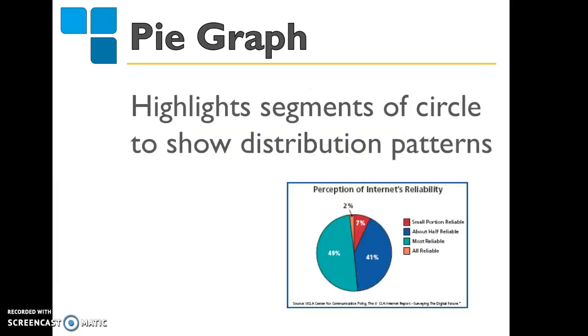The next one is a pie graph. Pie graphs are well suited for demonstrating distributional patterns. So they highlight segments of a circle to show distribution. Now, here's an example. This is a real example I found on the web. The source was the UCLA Center for Communications. Now, if you look at this, they have a problem here. Pie graphs should always add up to 100. So if you look at this one, it does not. You can lose your credibility here if you don't add up to 100.